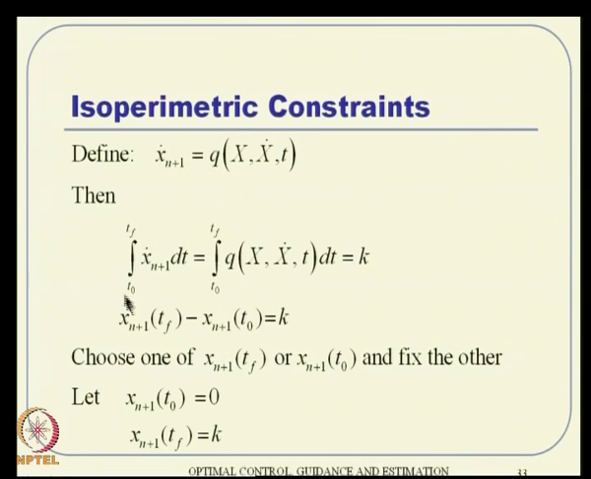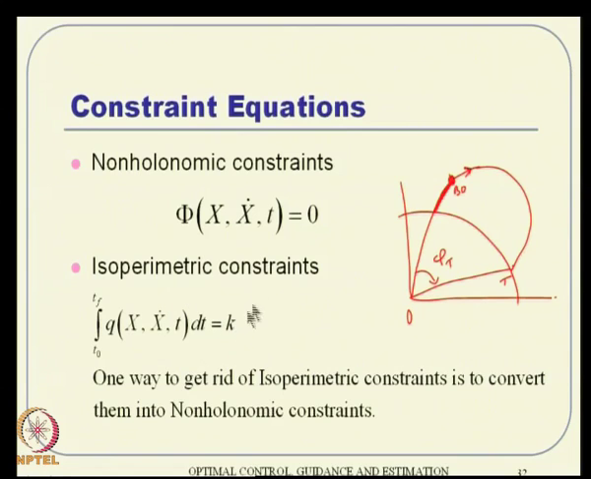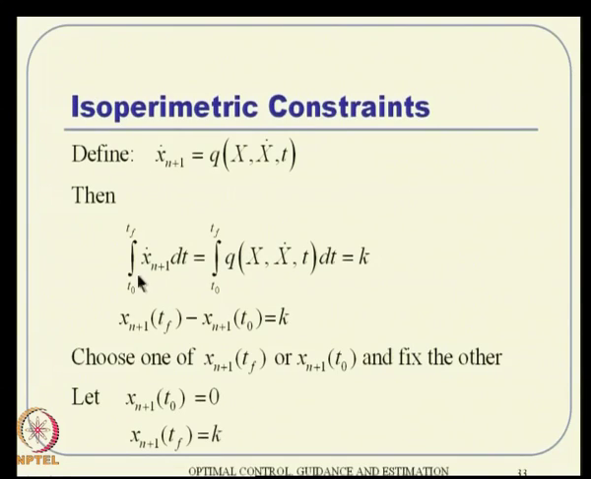If I integrate both sides from T0 to Tf, by definition x n plus 1 dot is nothing but that, which is nothing but this constraint equation. So, the integral of x n plus 1 dot dt is equal to k. But this can be expanded as x n plus 1 at Tf minus x n plus 1 at T0 equal to k. So, this equation that you are looking for is actually two free variables and one equation, right.